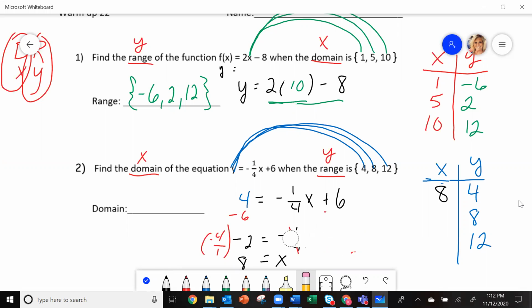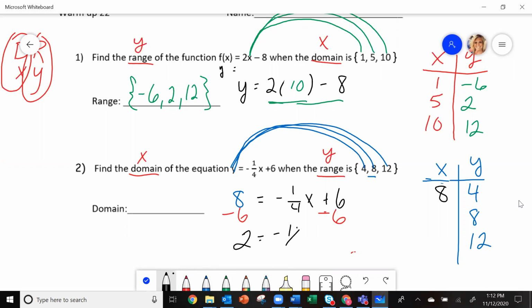Now, the next time we go to do it, this time, instead, we're going to put the 8 over here. We're going to do the same steps. We're going to subtract 6 from each side, and I get 2 equals -1/4 X. Again, with your fraction, you're going to multiply by the reciprocal. I'm going to flip them over. This time we're going to get -8. These cancel out, and -4/1 times 2 is -8.